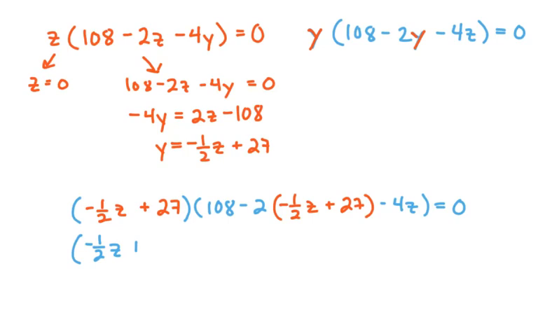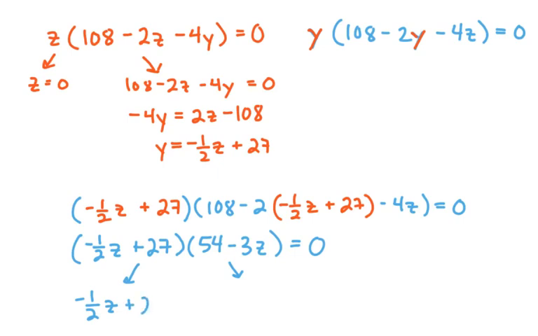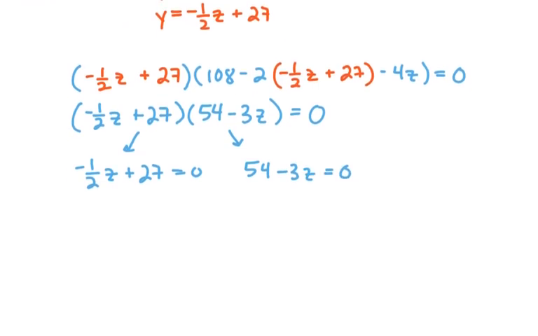So that first factor, I'm not going to do anything with that. And this second piece, distributing and combining like terms, is going to turn into 54 minus 3z. So again, I have two factors multiplied equal to 0, and now my equations are all in terms of z. So I have negative 1/2 z plus 27 is 0, or 54 minus 3z equals 0.